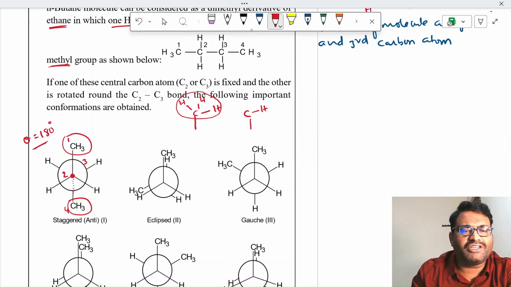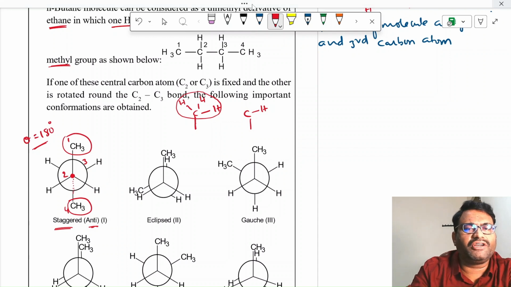And such a conformation is called what? Staggered conformation, which is also called anti-conformation. As these two methyl groups are at 180 degrees, they are oriented with the maximum angle between them. There will be very little repulsive force. As there is very little repulsive force, it is the most stable conformational isomer of N-butane. So we can say that it is highly stable.